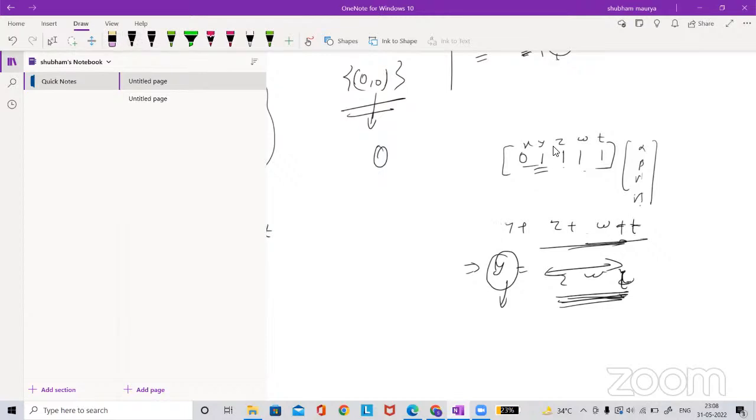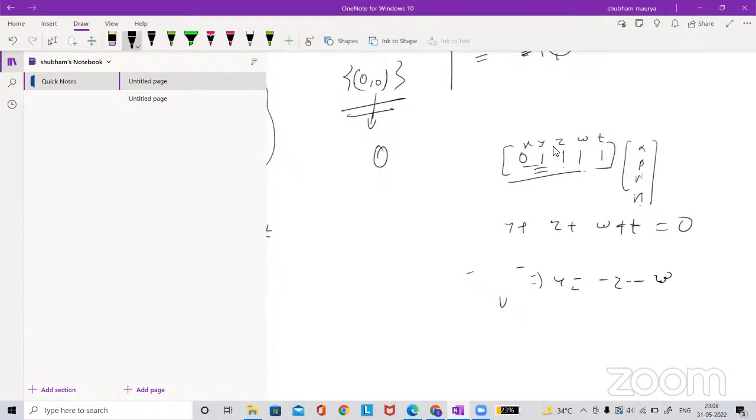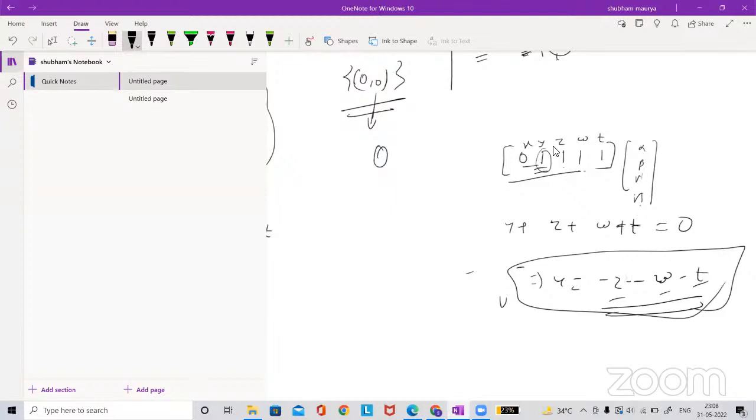No, if it is like this, suppose you got from this matrix, y is equal to minus z minus w minus t. Right. So y is dependent on z, w, t. You can say that from here or from here. So z, w, t will be independent and y will be dependent.